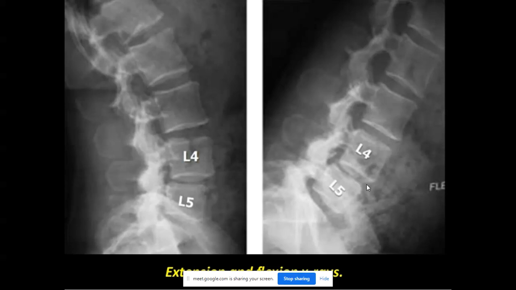So you can see on the left hand side, we are seeing the extension movement. When we are going for extension movement, the vertebral body moves anteriorly. When we are performing the extension movement of the lumbar spine, the movement of the vertebral body is in the anterior direction. And here you can see when we are going for the flexion, the right hand side picture shows that when we are going for the lumbar flexion movement, the vertebral body moves posteriorly.